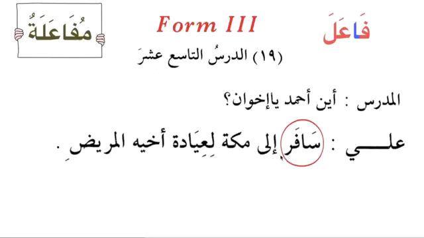So safara ila makkata li'iyadati akhihi al-maridi. So why do we have al-maridi here? Because it is connected to akhi. So akhi is majroor, and why does this have al? Because it is not an idafa to akhi. And is akhi definite? Yes, it is definite because it is mudaf ila ma'rifa. So we need to bring all the things we've learned before, to understand how the sentence is constructed, mashallah.